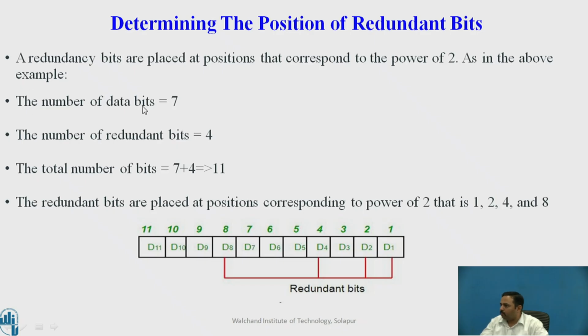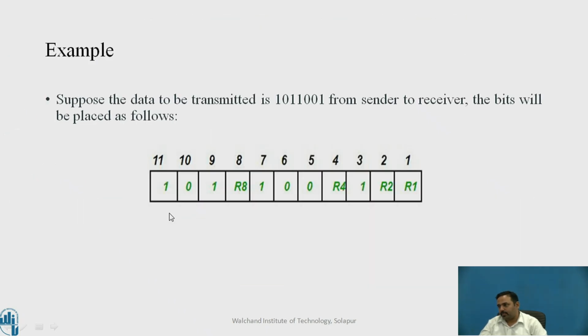Here the total number of data bits is 7 and the total number of redundant bits is 4, as we have already seen in the example. So 4 redundant bits plus 7 data bits gives a code of 11 bits, which is the data we are transferring from sender to receiver.